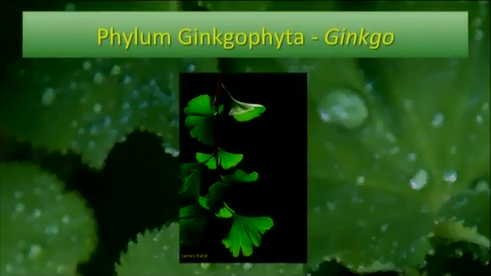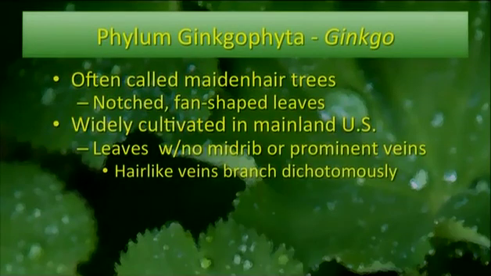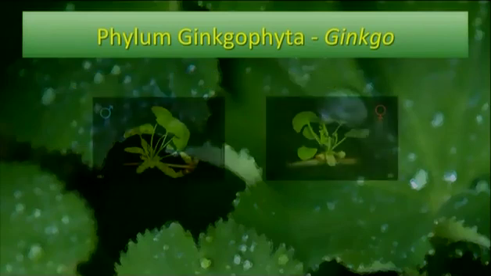So here's a look at some ginkgo leaves. They're often called maidenhair trees because their fan-shaped leaves look like the leaves of maidenhair ferns. They are widely cultivated in the mainland United States. The leaves don't have a midrib or prominent veins, and you have these hair-like veins that branch dichotomously.